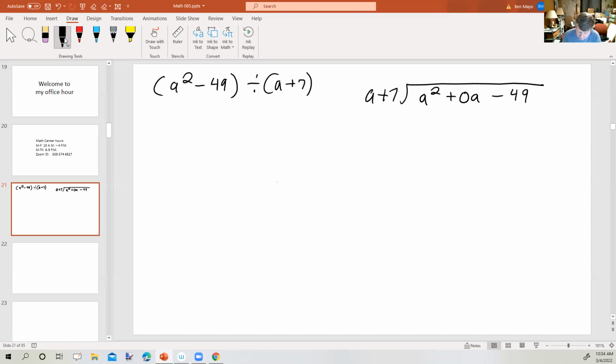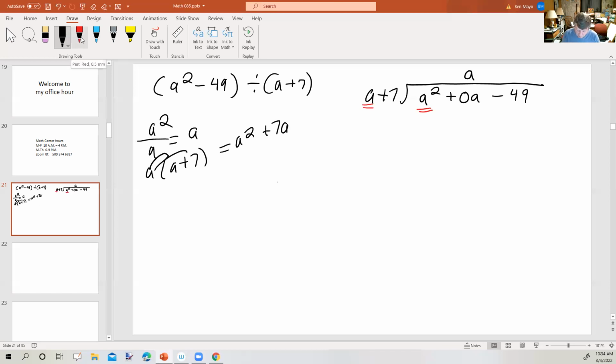Yes. All right, so now we take the leading term inside divided by the leading term outside. A squared divided by a equals a. We put that in the proper column where the answer goes. Then we take that number, a times the divisor, a plus 7. Distributing, we get a squared plus 7a. We take the results and put it over here. We then subtract that from what's up above, but we're subtracting the entire binomial. So then we change it from subtraction to addition of the opposite. Okay, so far?